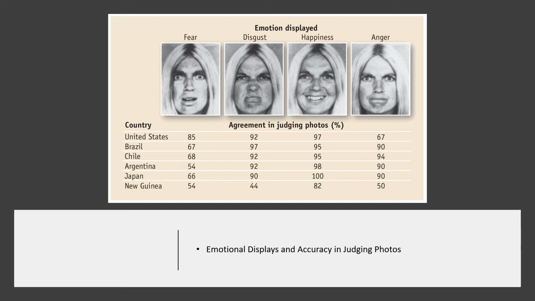And you can see that it looks like there is a little bit of variation. For example, with disgust, the participants from New Guinea were not as high in their level of agreement in judging the photos, but among all the other countries there was a very high rate of agreement. You see the same thing being true in anger. And in happiness, you see that all of the rates are at least above 80. So again, you see here that there is pretty much this universality of how well people are able to detect emotions. There is going to be variation.